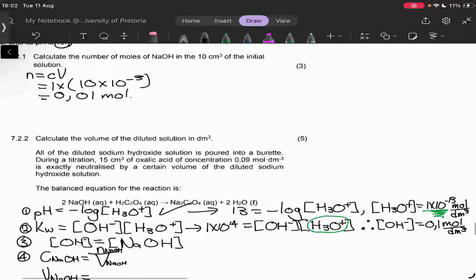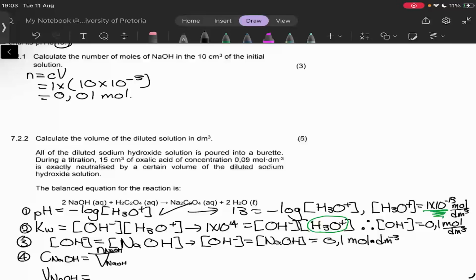Cool. Now let's move on to our third step. I know that my concentration of hydroxide is going to be the same as sodium hydroxide. They have a ratio of essentially 1:1 in this case. So with that in mind, the concentration of OH minus is equal to the concentration of NaOH, which is equal to 0.1 moles per decimeter cubed.